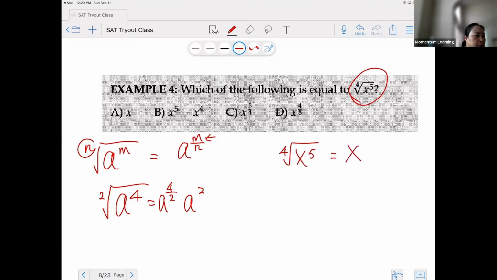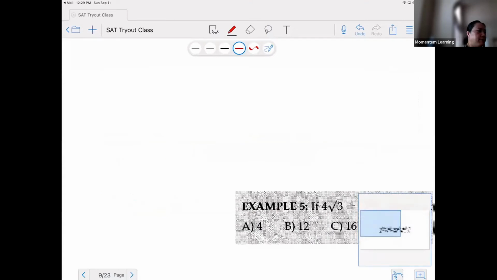You will do what? Just x to the 5, and then whatever is in the root here, that will be in the denominator. So it's x to the power 5 over 4. Okay, this is nothing to play around with. This is just the formula itself. Okay, let's look at example 5.